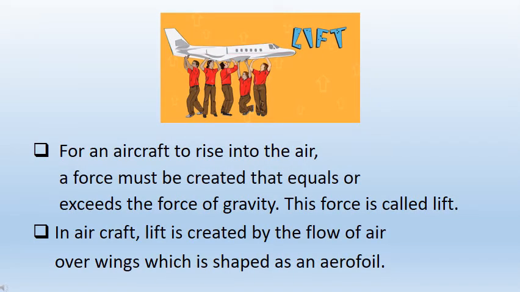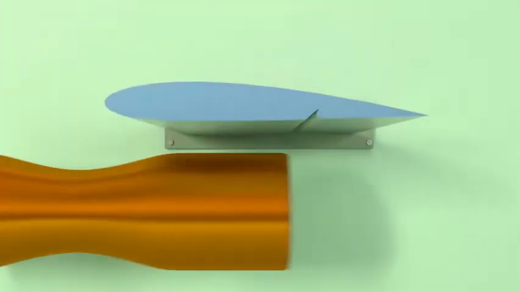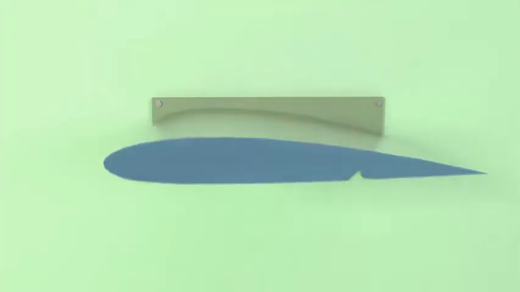For an aircraft to rise into the air, a force must be created that equals or exceeds the force of gravity. This force is called lift. In an aircraft, lift is created by the flow of air over wings, which are shaped as an aerofoil. An aeroplane's wing is an airfoil whose shape is round at the top while the bottom is relatively flat.